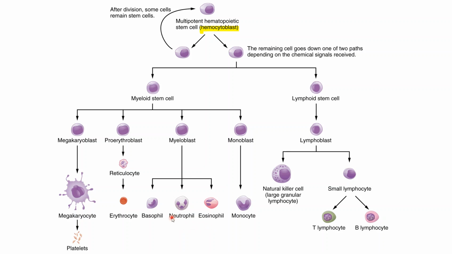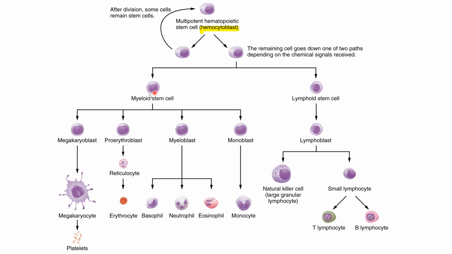You're going to get the neutrophils, monocytes, eosinophils, and basophils. Notice the one that's missing here is the lymphocytes. They're going to be over here on this other line. So the lymphoid stem cell line will then produce your lymphocytes. You've got your T cells and your B cells, your T lymphocytes, your B lymphocytes, and then your larger natural killer cells.